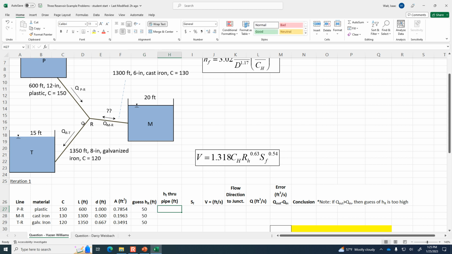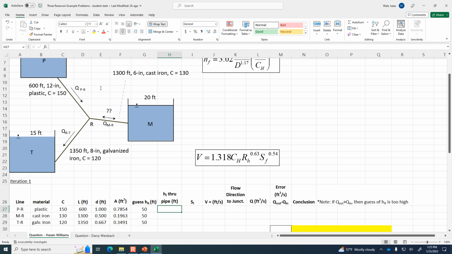Okay, so if there is 50 feet of energy at R, what direction is the flow going? Is it going from M towards R, or is it going the other way? If there's 50 feet of head at R, what direction is the flow? Garrett? You seem like you know this one.